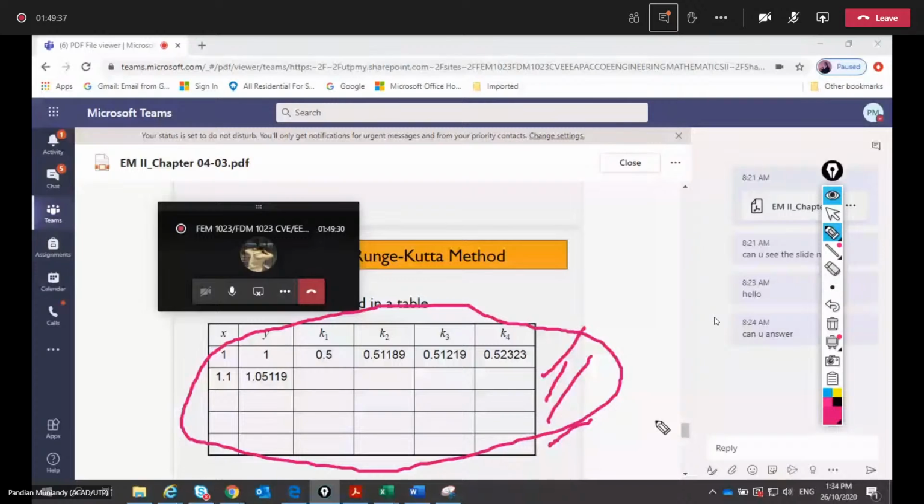This method you can use in the future for any of your projects, for your research, or any other extended work, or even for postgraduate studies. You can use this method. But there will be more advanced methods than Runge-Kutta for postgraduate studies.